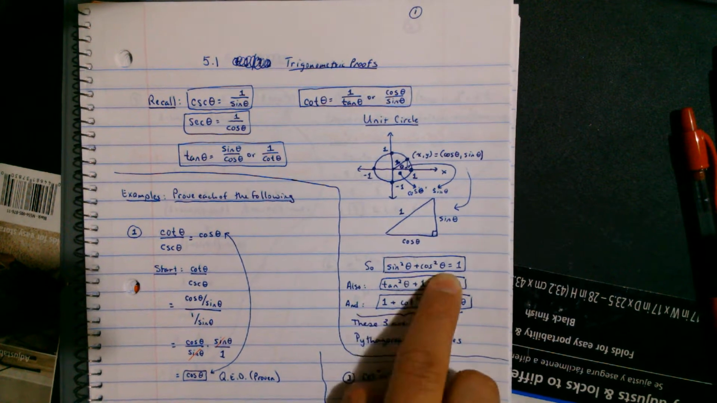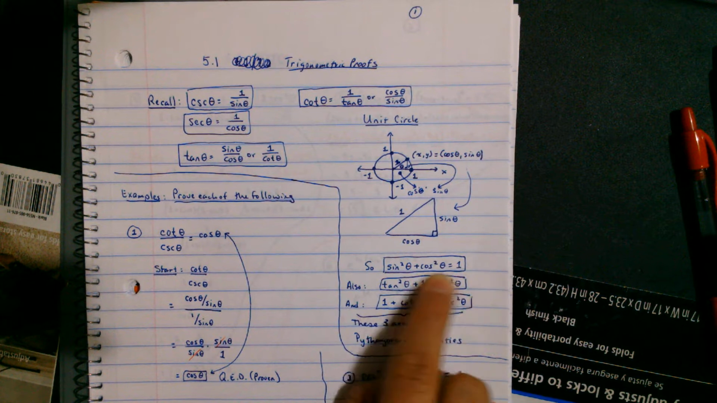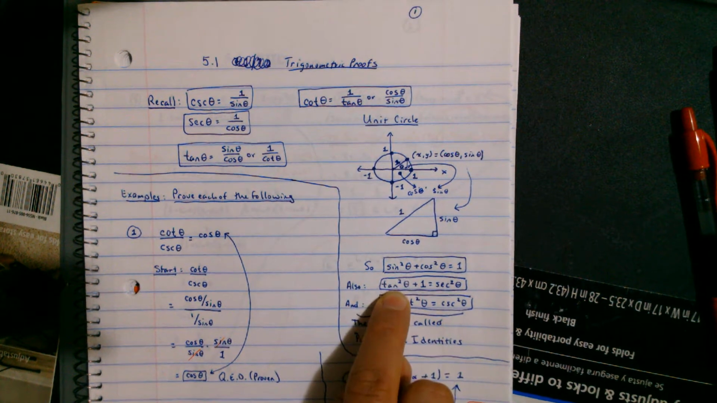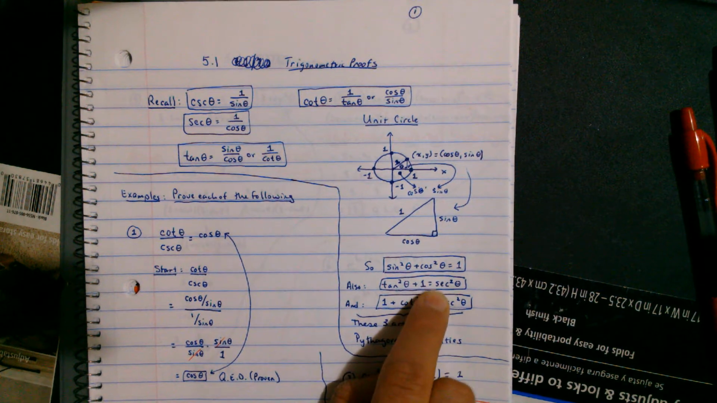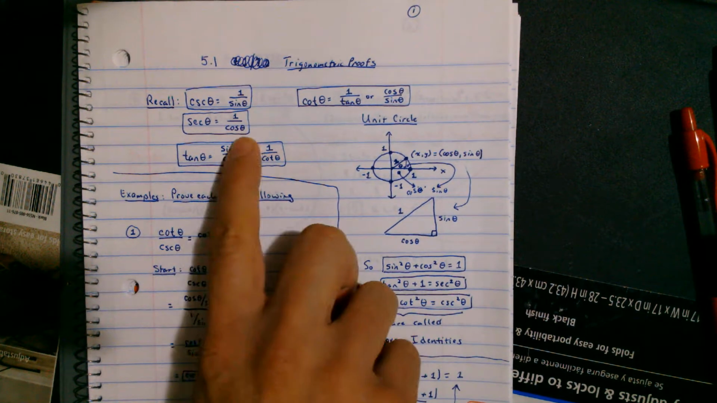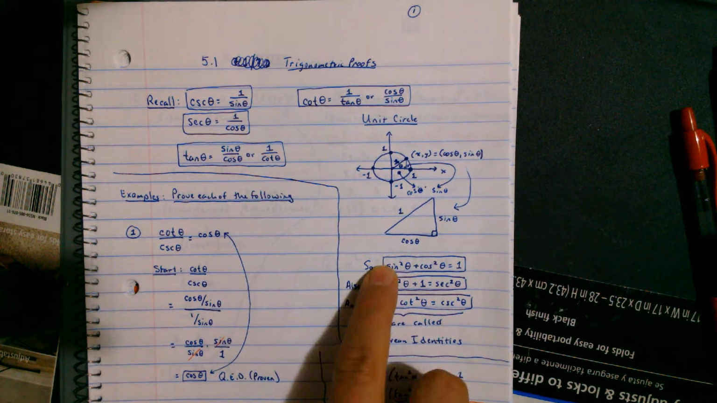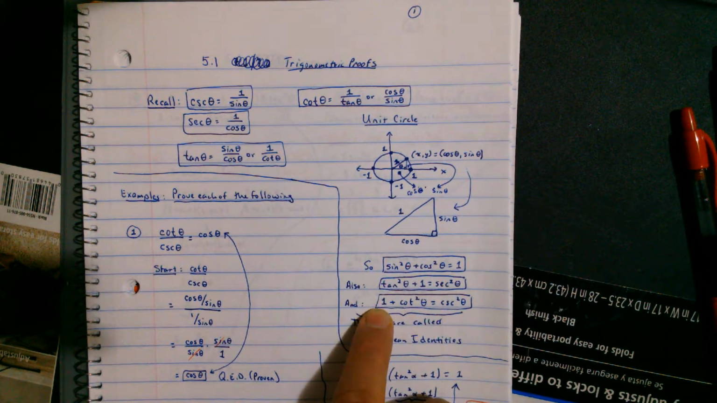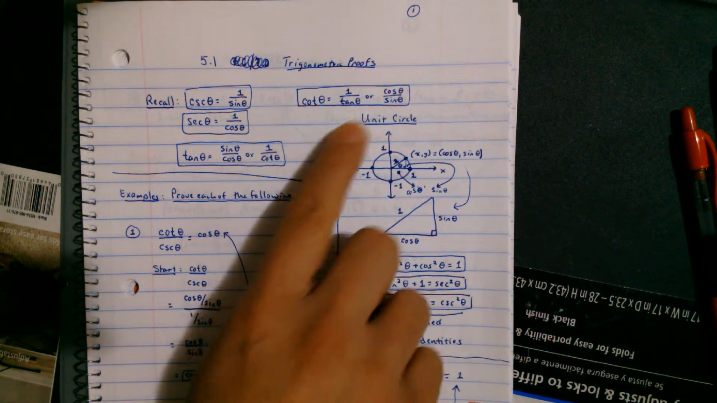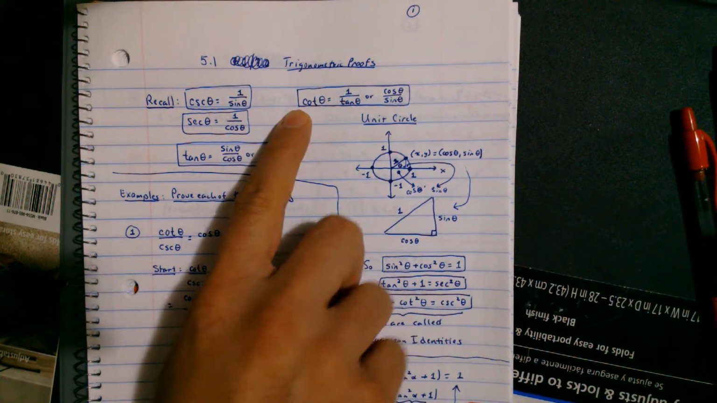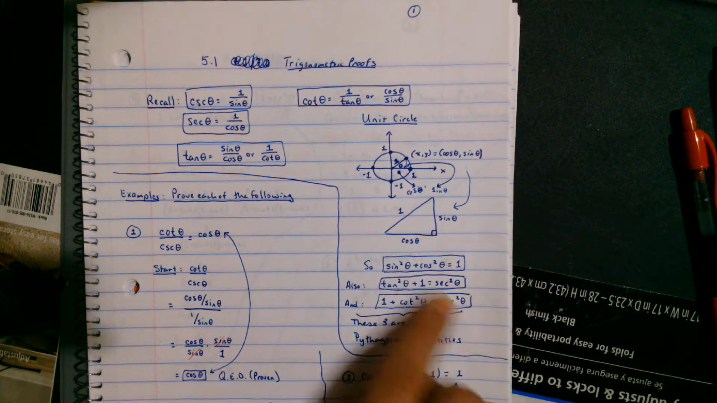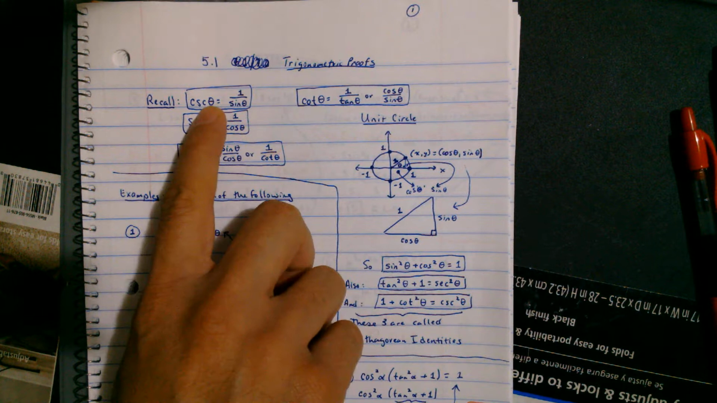If you divide everything here by cosine squared, sine over cosine is tangent, so it becomes tangent squared plus 1 equals 1 over cosine squared, which is your secant squared. If we take this whole equation and divide everything by sine squared, you get 1 plus cosine squared over sine squared, which is your cotangent squared, and then 1 over sine squared is your cosecant squared.